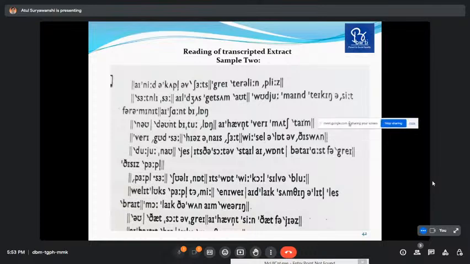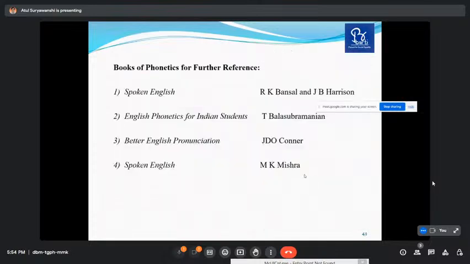So if we try to read this in phonemic script, we can understand British English, foreign English, in a better way. So this is the humble effort. And in NET and SET competitive examinations, such language proficiency is expected from the students. So I humbly request you to go through it and study it.